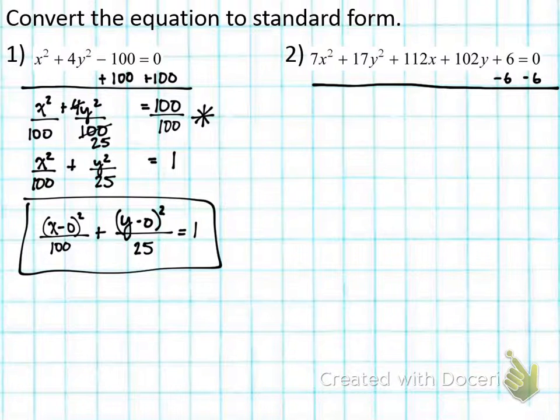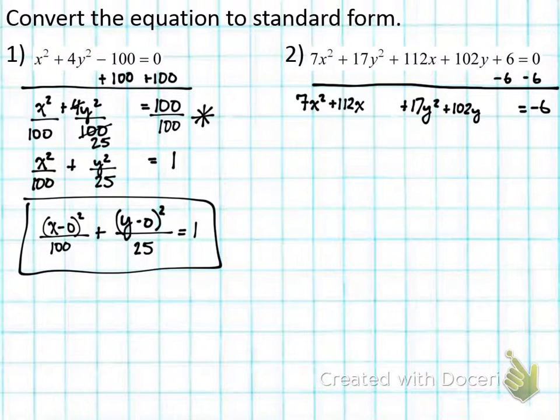So we start with the biggest exponent, so it's 7x squared. Bring down the positive 112x. Leave a little space to complete the square. Then we're going to bring down the y's. We have 17y squared plus 102y. Keep a little space to complete the square, which is all equal to negative 6.